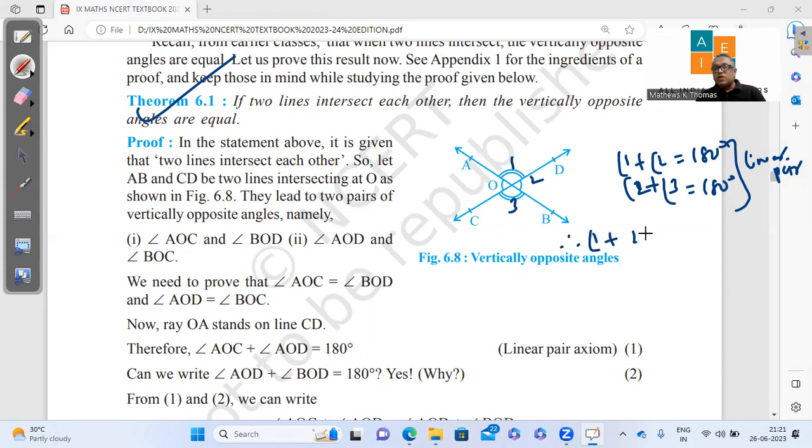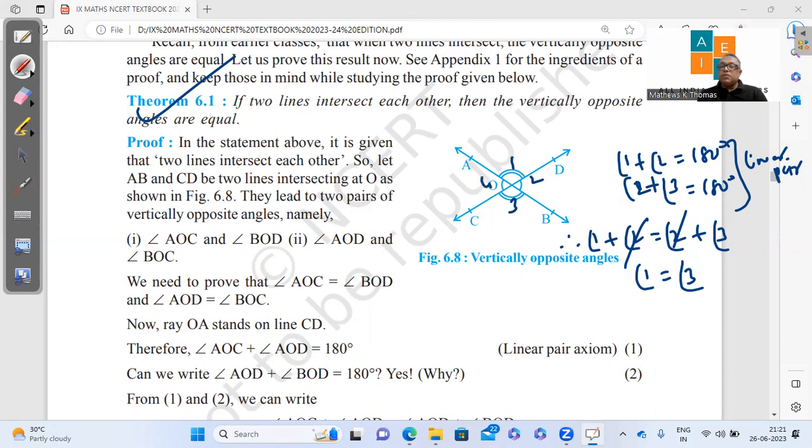Therefore, I can say that 1 plus 2 is equal to 2 plus 3, and 2 and 2 get cancelled. We know that if there is something common, it will get cancelled, then we will get angle 1 equal to 3. Therefore, we can say vertically opposite angles are equal.